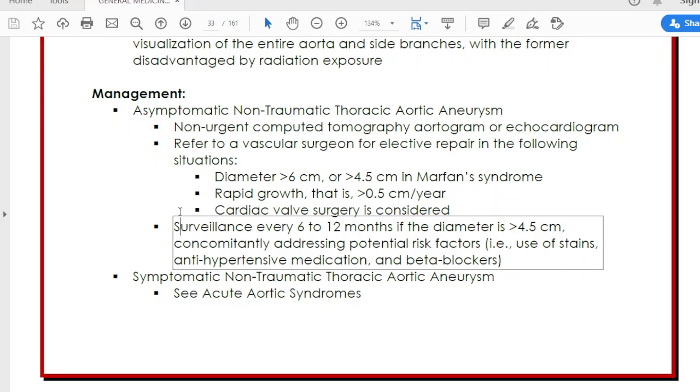Surveillance every 6 to 12 months if the diameter is less than 4.5 cm, concomitantly addressing potential risk factors, i.e., use of statins, antihypertensive medication, and beta blockers. Symptomatic non-traumatic thoracic aortic aneurysm. See acute aortic syndromes.